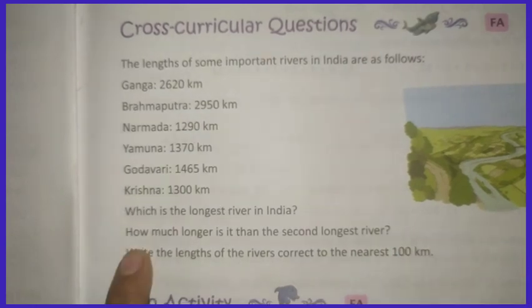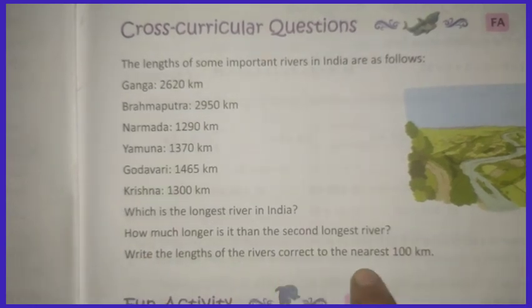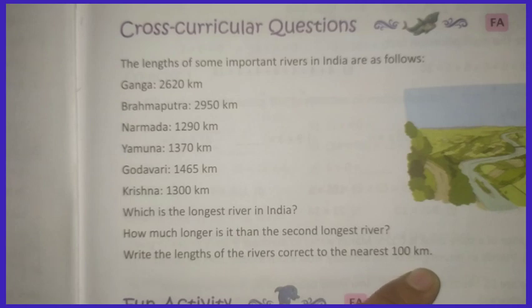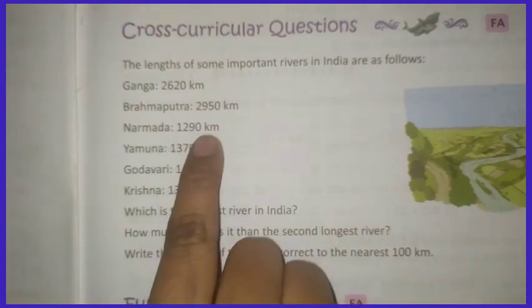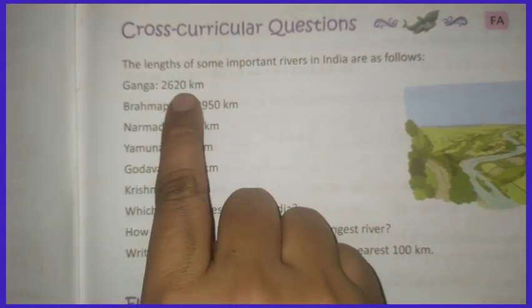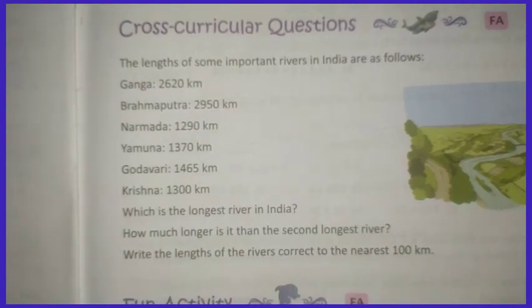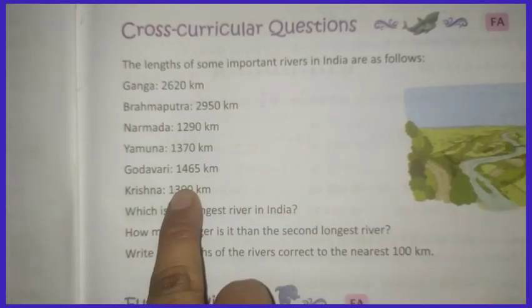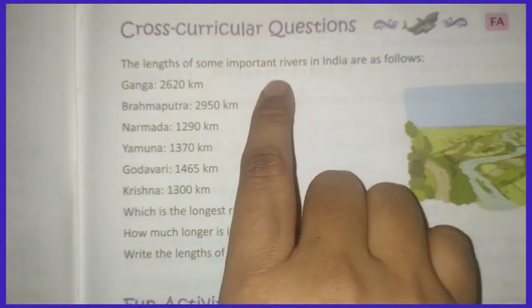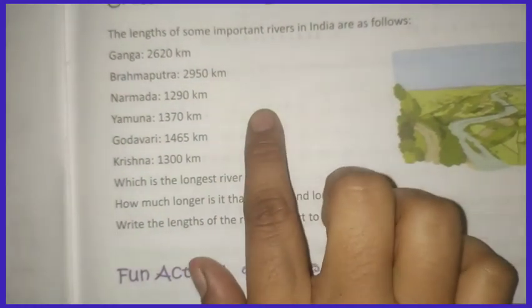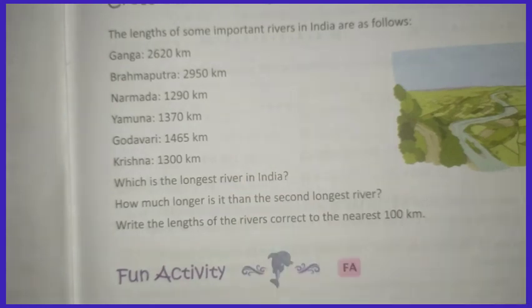Okay, next, write the lengths of the rivers correct to the nearest 100 kilometers. Write these nearest to 100. Okay, nearest to 100 kilometers. Do it here only. Do the nearest to 100 for these numbers in rough paper and write the answers here. Okay, do this in the textbook only, don't write in fair notes.